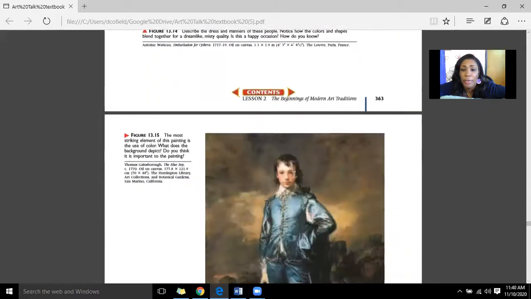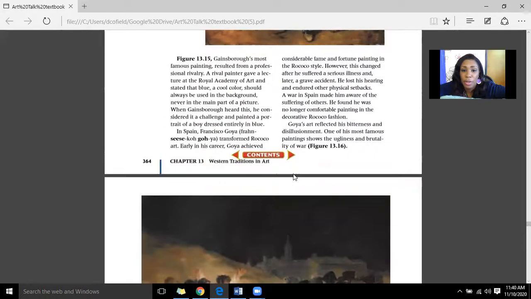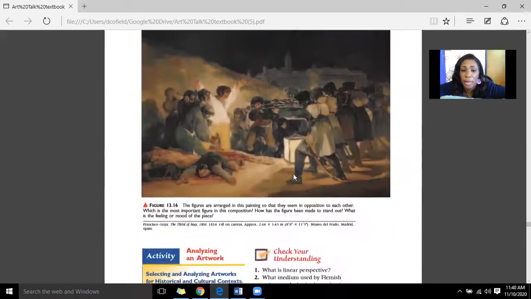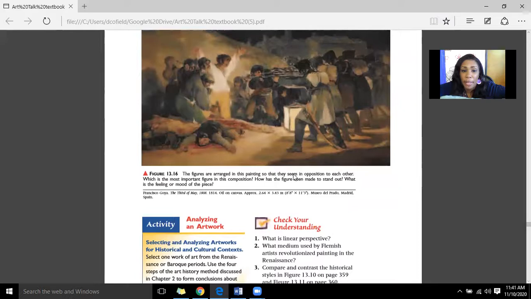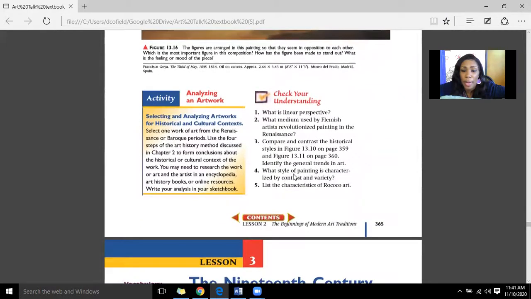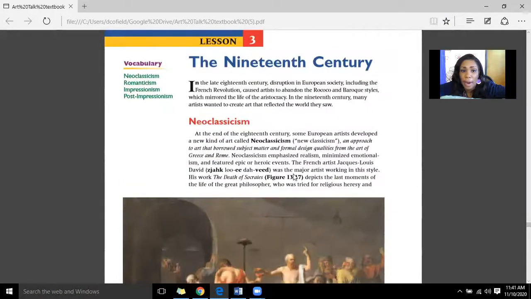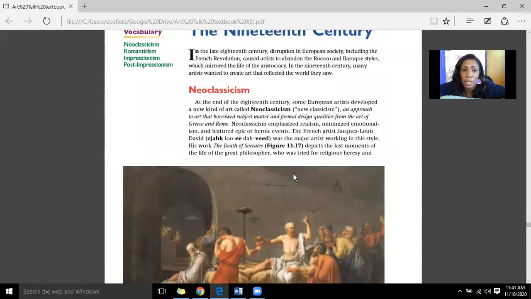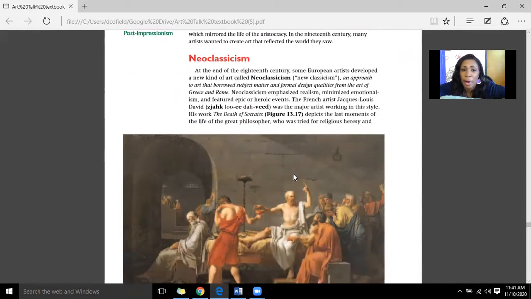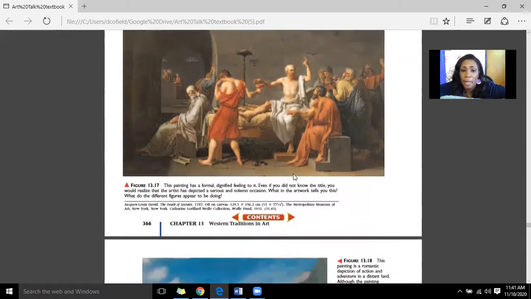So we're reviewing this week because you do have an exam coming up soon. I want to start early. This is a very powerful piece by Goya, but I want you to go ahead, move to lesson 3, and write down the vocabulary terms, which is neoclassicism. Understand that that is an approach to art that borrowed the subject matter and formal design qualities from the art of ancient Greece and Rome. So neoclassicism, think about classical. So think about Greece and Rome with that particular era.